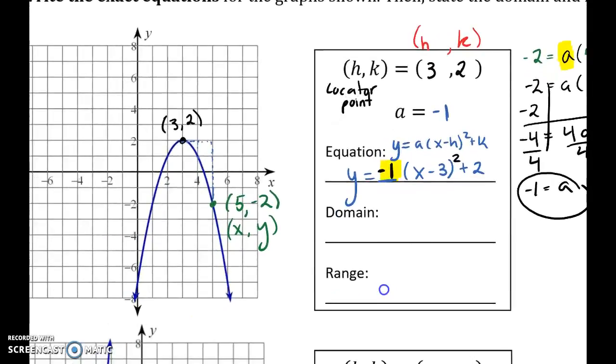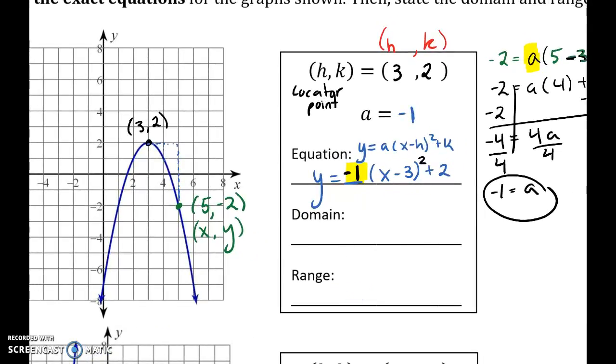Domain and range. Domain is referring to the collection of all of the x values in the function. So because this function is getting wider and wider, the quadratic's getting wider and wider, the number of x's continues on into positive infinity and also into negative infinity. It's just getting wider and wider.